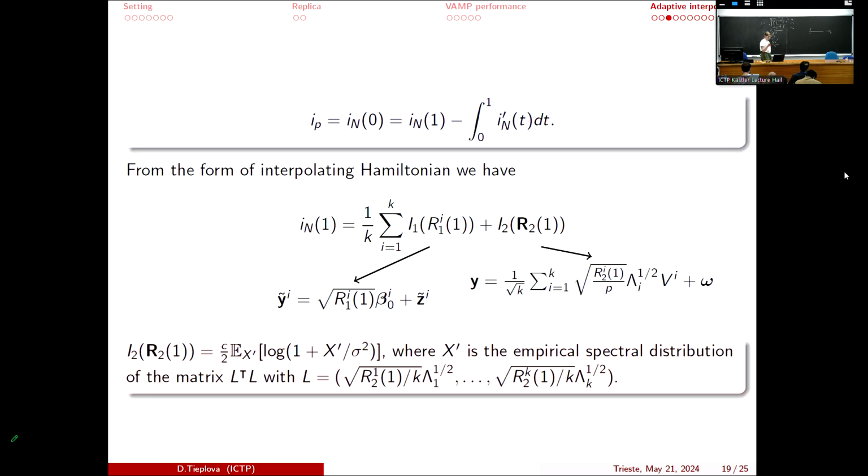Okay, so with the first part, everything is simple, how to find the mutual information. With the second one, we will be using the non-log-dead formula that allows us to find the mutual information for this type of channels. And it depends only on the empirical spectral distribution of this matrix that is in front of our vectors V. So if we stack all of them together, we will have this block matrix, and we are interested in the spectral distribution of this matrix multiplied by its transpose.